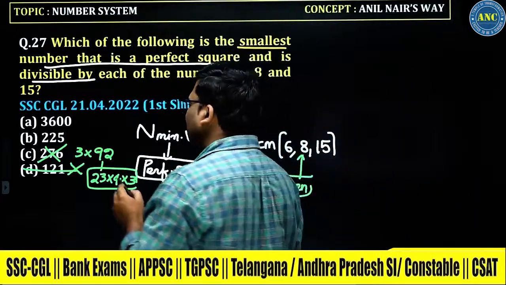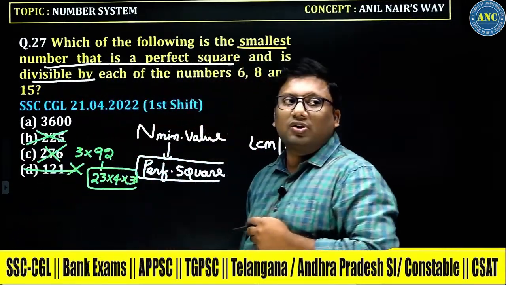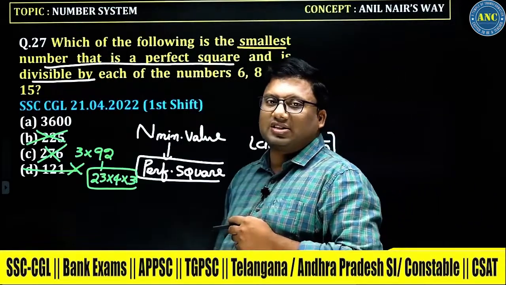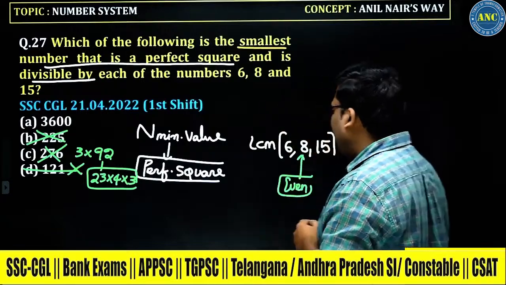The answer should also be divisible by 2. So 225 is out. That means without even doing the LCM, I got the answer as 3600. I hope the idea is clear.